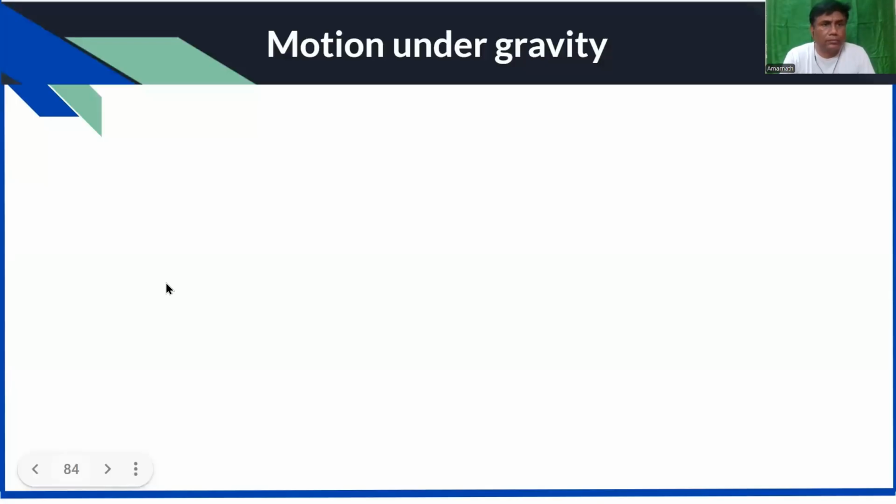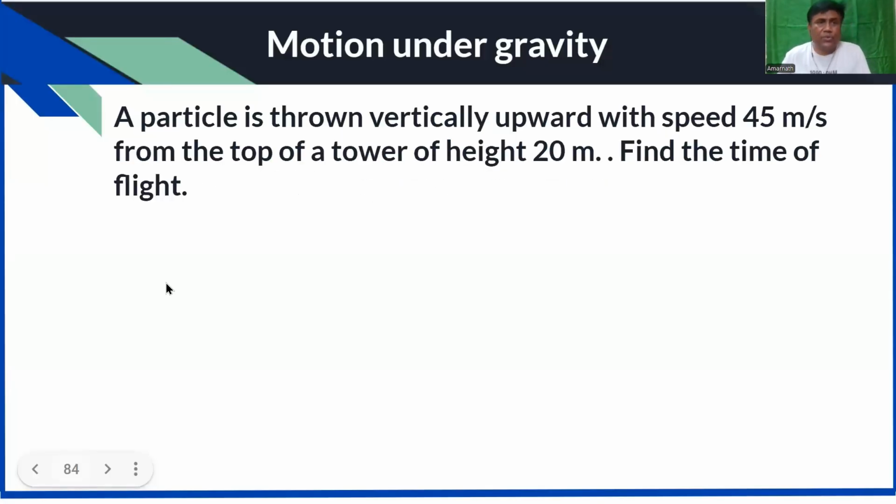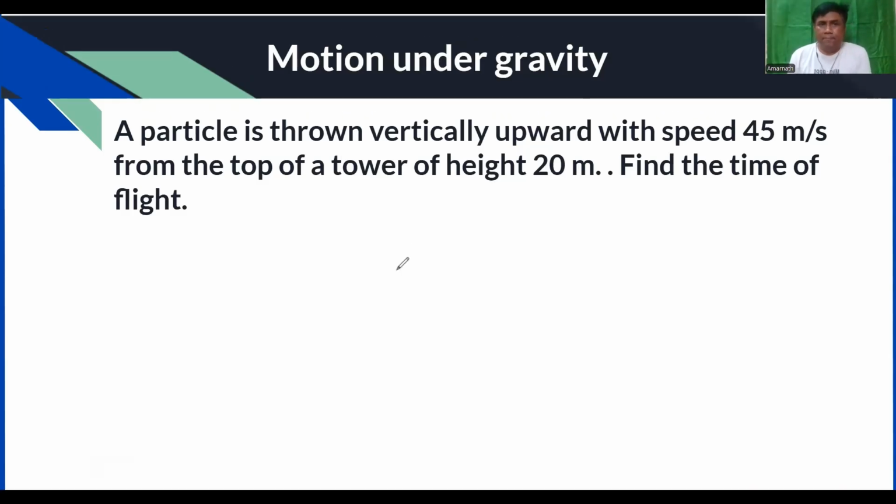Okay, now let us practice some questions. So this is the first question. A particle is thrown vertically upward with speed 45 meters per second from the top of a tower of height 20 meters. Find the time of flight.